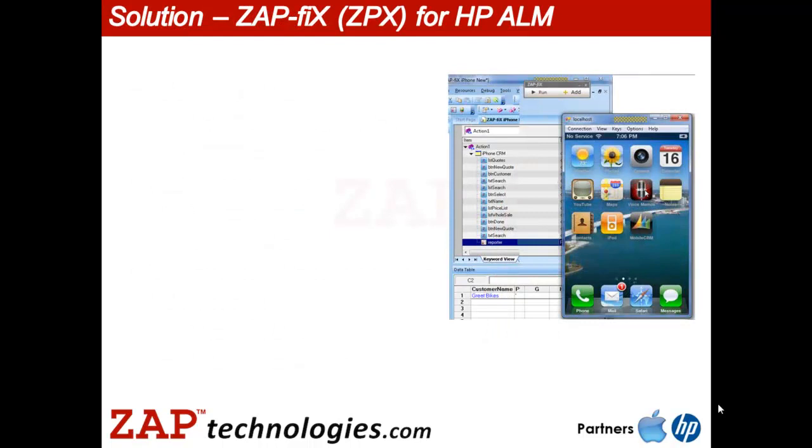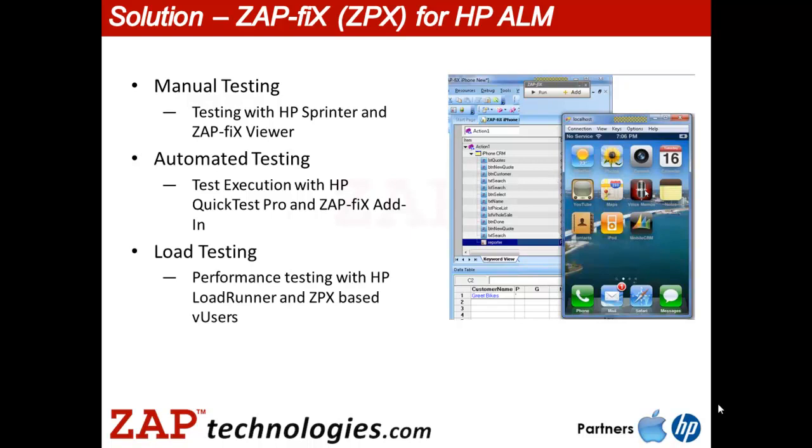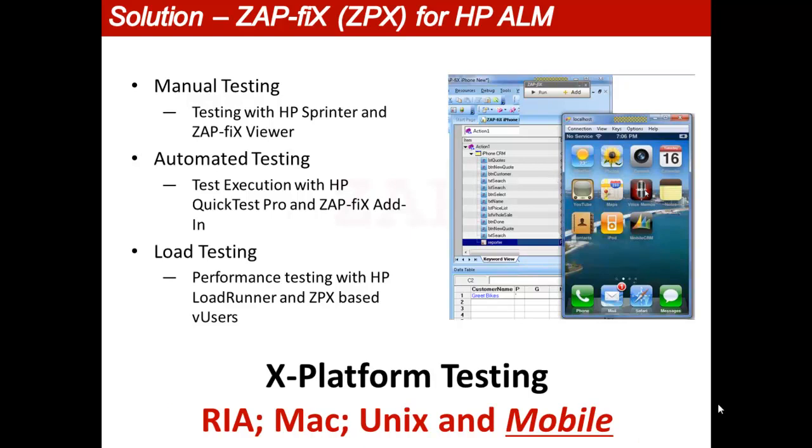Now, the solution for all these challenges is ZAP-fix for HPLM. For manual testing, we offer testing with HP Sprinter and ZAP-fix Viewer. For automated testing, we can use Quick Test Professional with the ZAP-fix add-in. And for load testing, you can use performance testing with HP LoadRunner and ZAP-fix based virtual users.